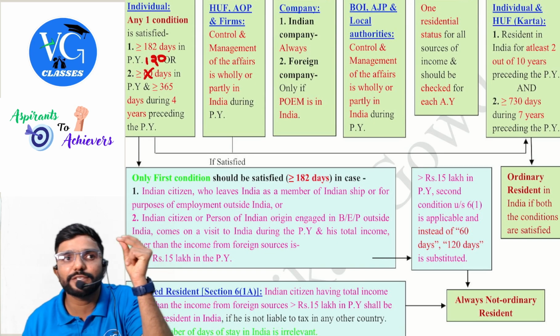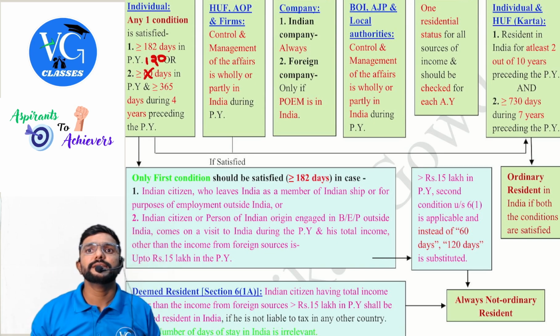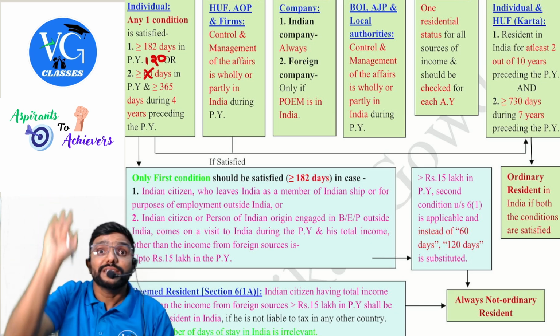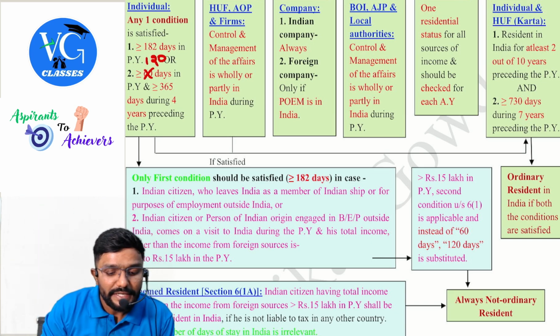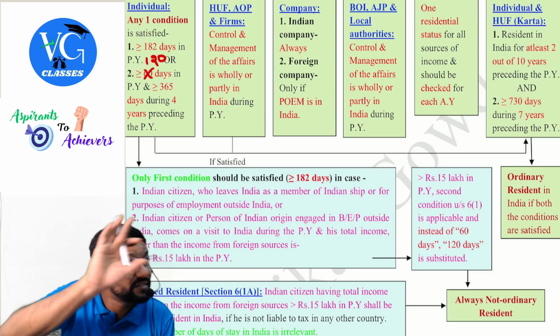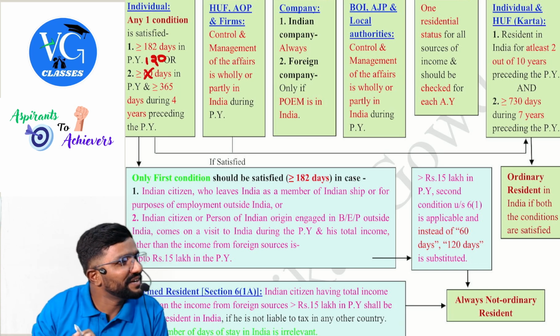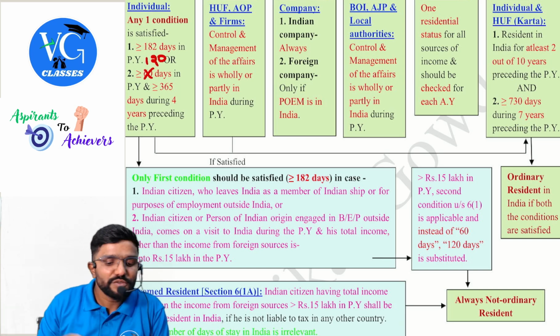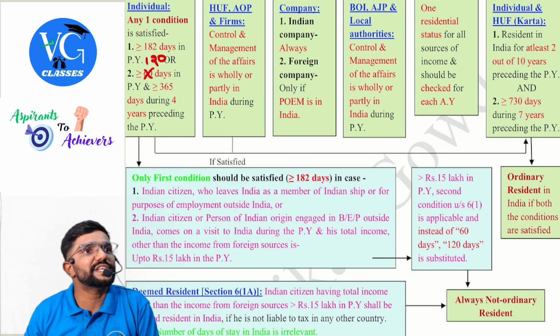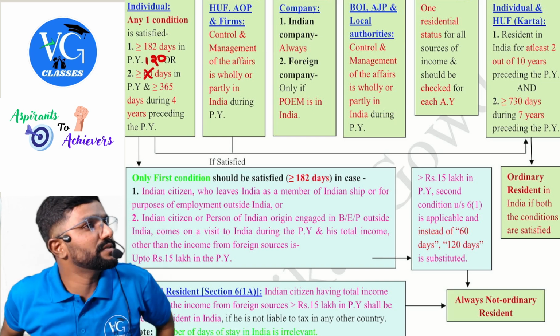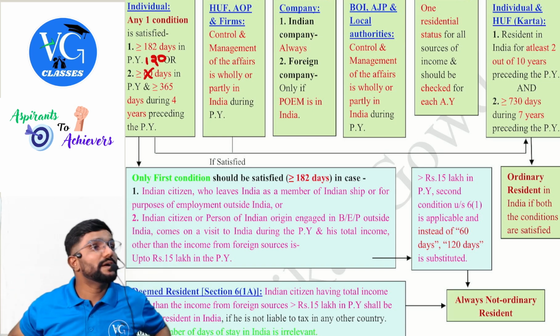Yes. Instead of 60 days, how many days? 120 days. But I was in India for 190 days. Did I satisfy the first condition or the second condition? First condition, because we always check the first condition first. So when I have satisfied the first condition, there is no need to check the second. So I am there in India for more than 182 days, sir. Should I check the additional condition? Yes, we have to check.